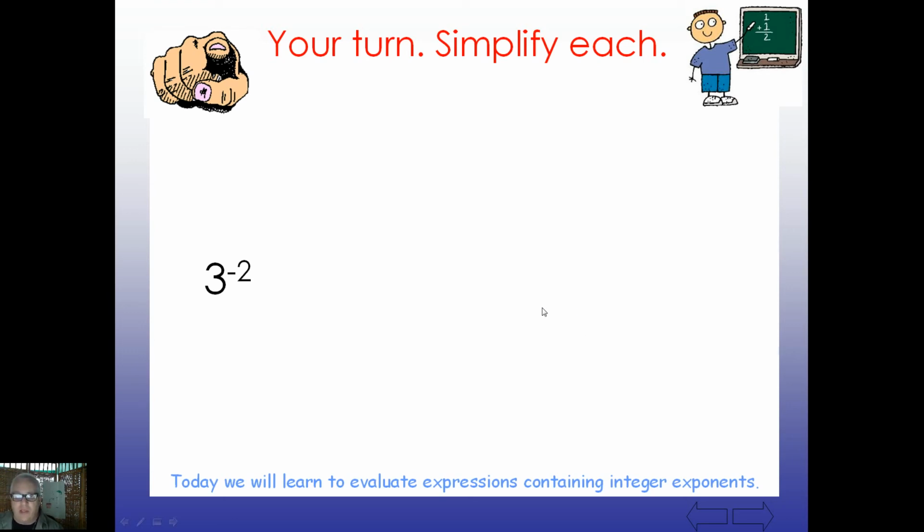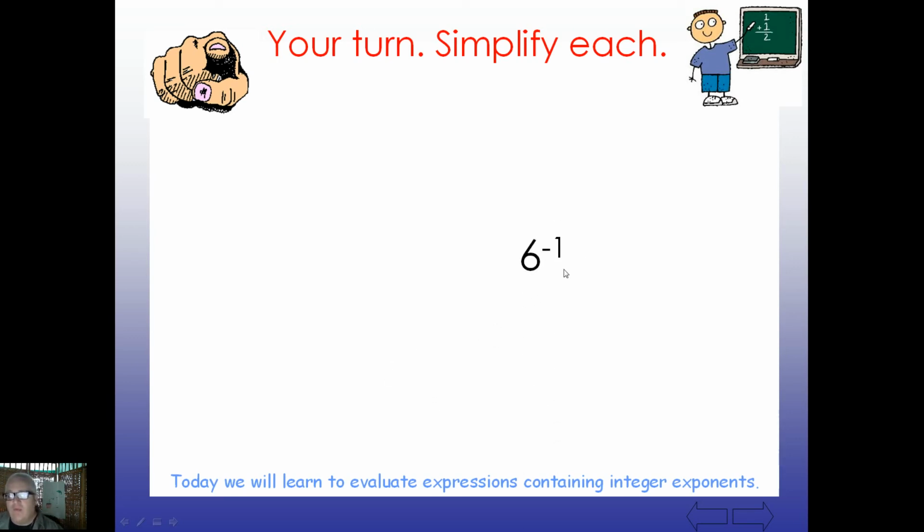So 3 to the negative 2, you're looking at 3 squared is 9, and the negative sign says write your answer as a reciprocal, so you should end up with 1/9 as an answer. How about this one? 5 to the 3rd power. Is this a positive or negative exponent? Well, it's positive, so it's 5 times 5 times 5. The answer is 125.